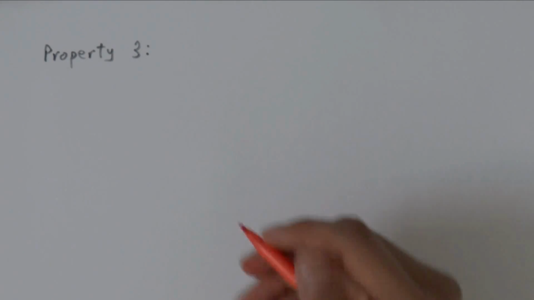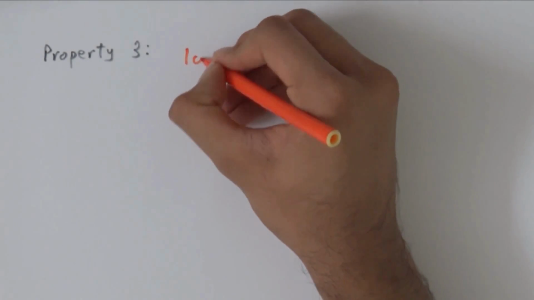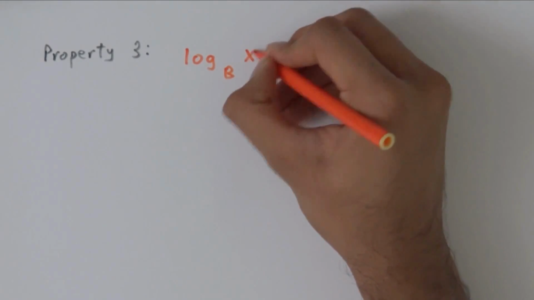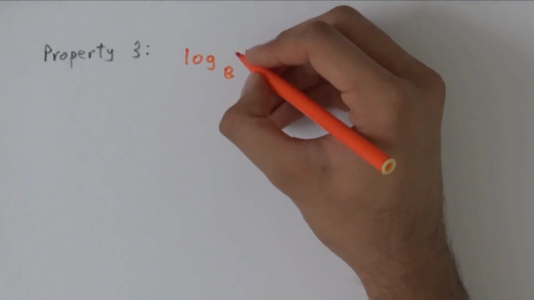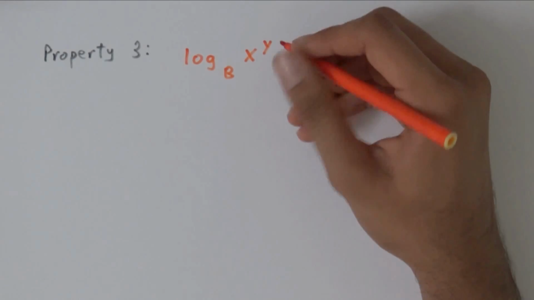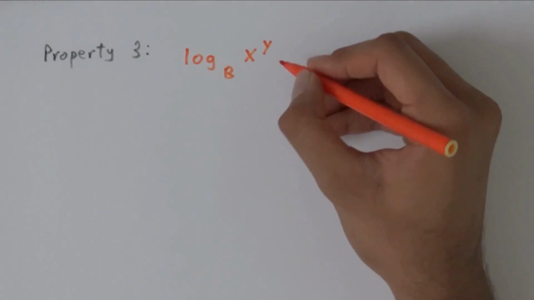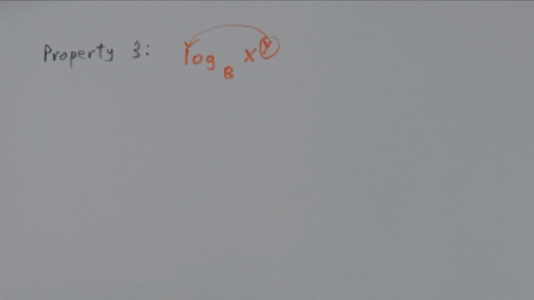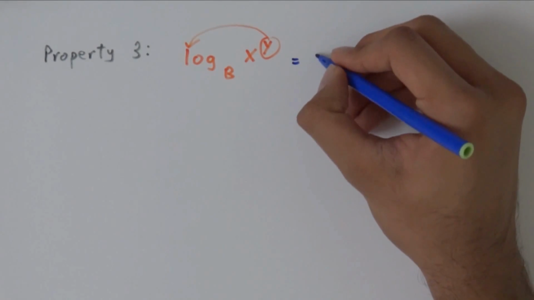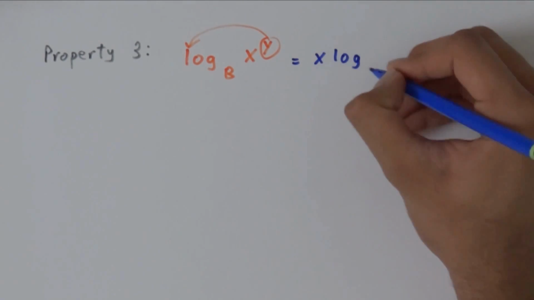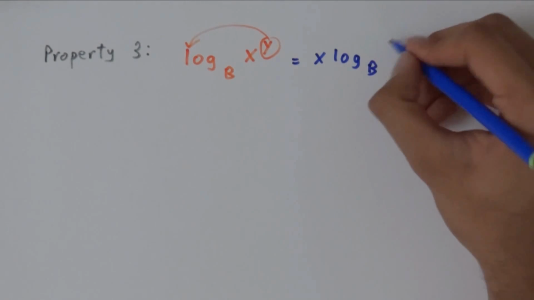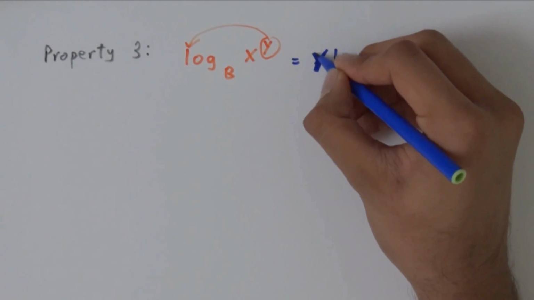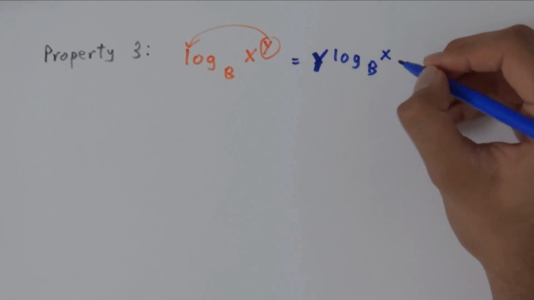So this says that when we have log base b of x, where x has a power to it, y, then what we can do is send this power out. Which would give us y log base b of x. Sorry, this is y, a mistake, this is x.